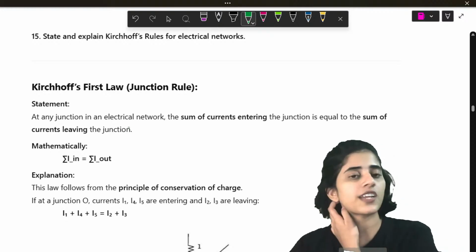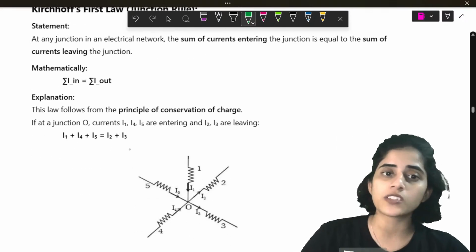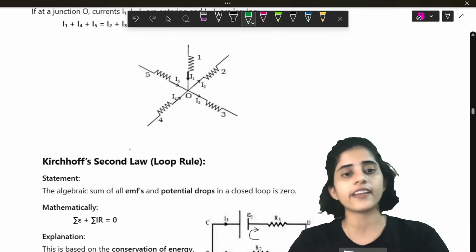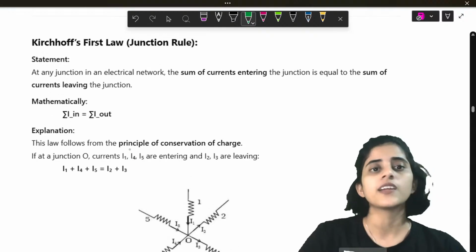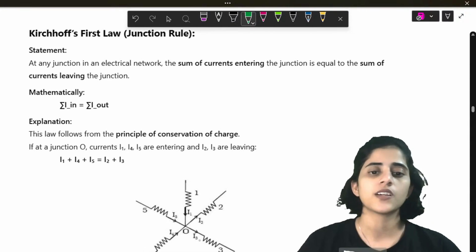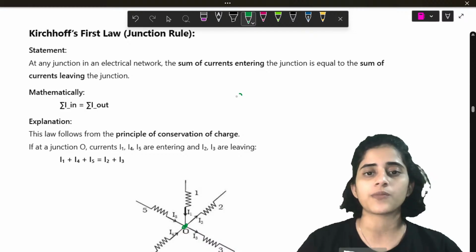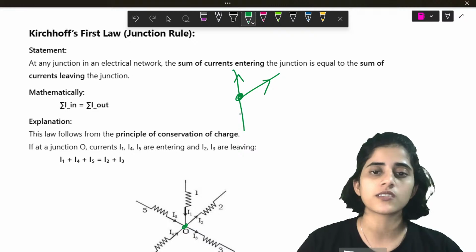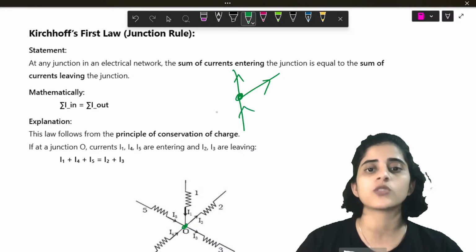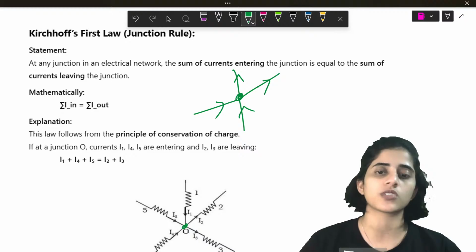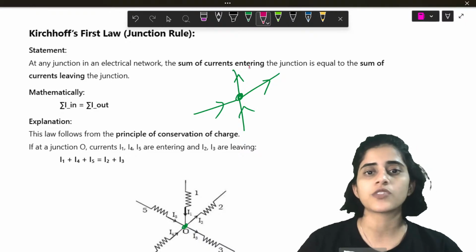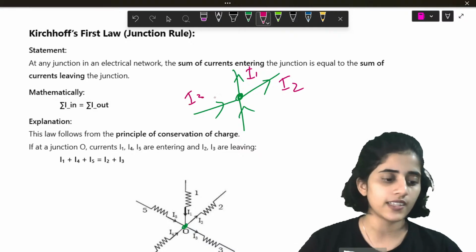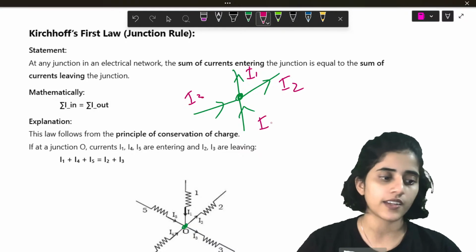Next is to state and explain Kirchhoff's laws. So the question could be to explain Kirchhoff's junction rule or Kirchhoff's second law, the loop rule. So what is the junction rule? Let's say you have a junction. Current goes in, goes out. So if this is I1, I2, I3, and I4.